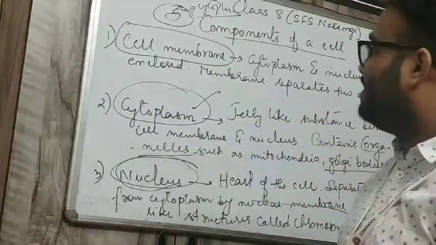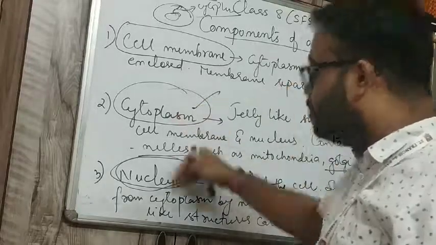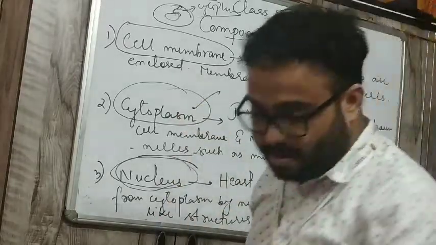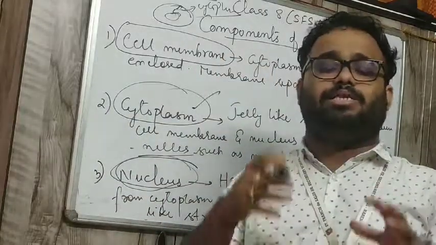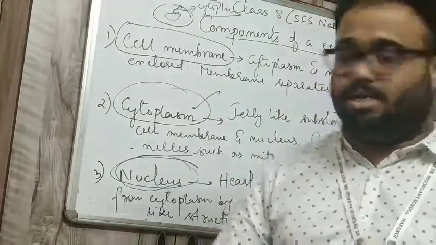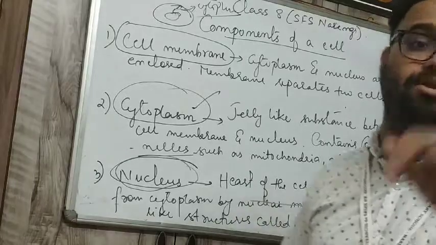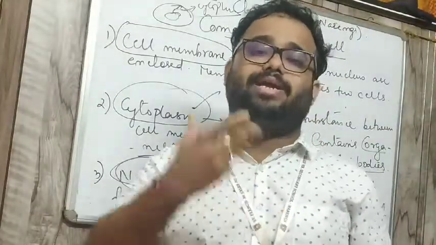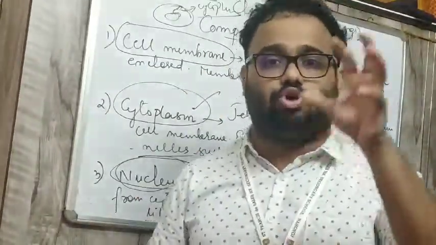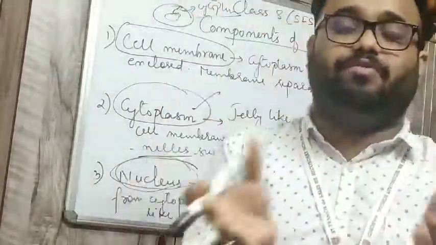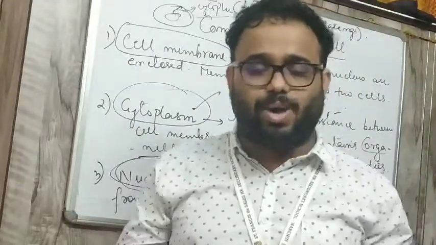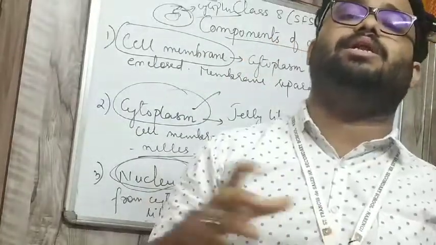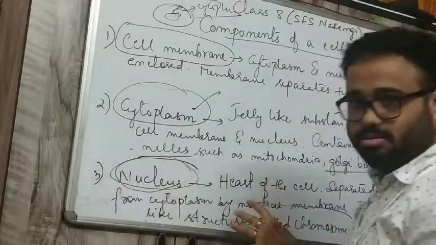As a result, students, cell membrane, cytoplasm and nucleus are the three different parts. There are many other parts you will get in your book. The nucleus has two important factors. One is inheritance, meaning the nucleus decides what kind of characters you will inherit from your parents. The nucleus also controls the coordination of the different activities of a cell. That's why the nucleus is generally called the heart of the cell.